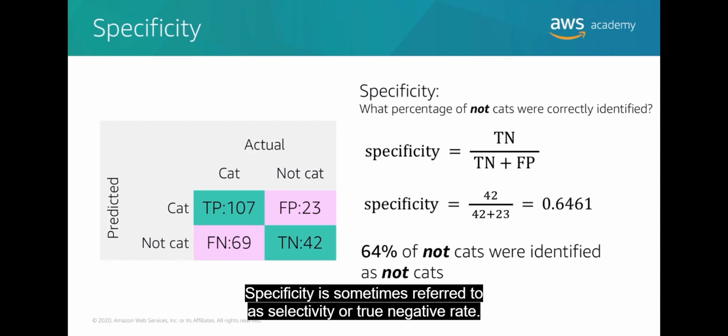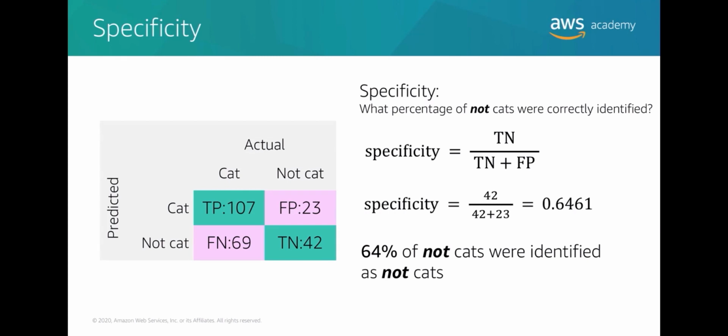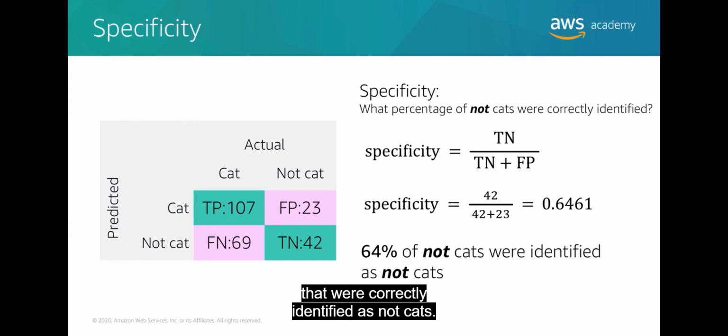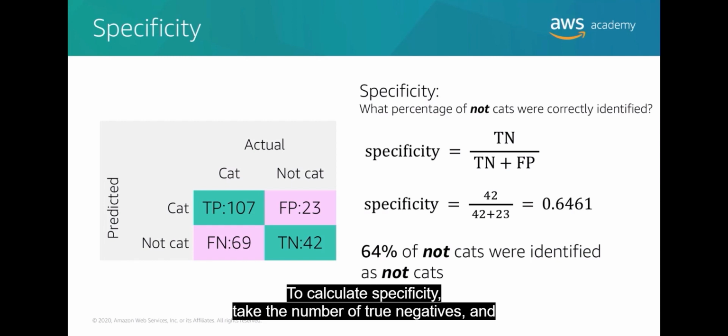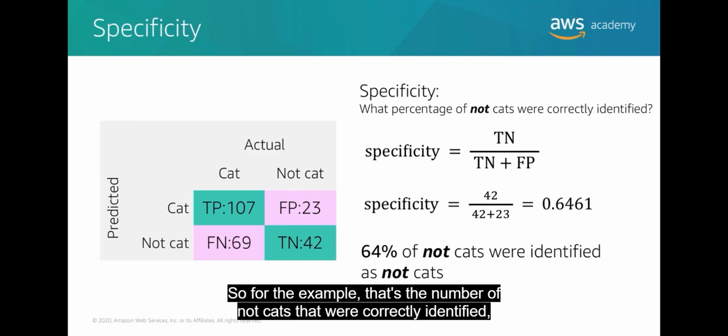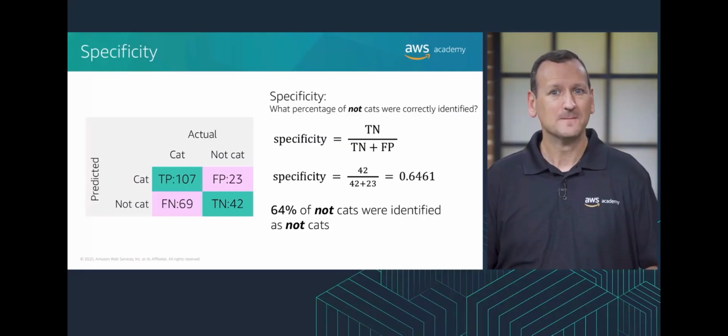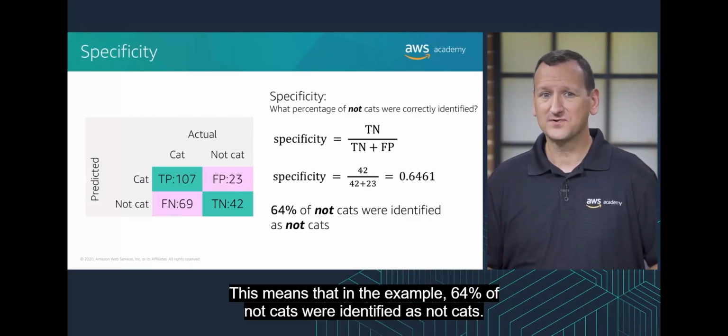Specificity is sometimes referred to as selectivity or true negative rate. Specificity is the percentage of negatives correctly identified. In the cat example, this is the number of images that were not cats that were correctly identified as not cats. To calculate specificity, take the number of true negatives and divide that by the total number of actual negatives. So for the example, that's the number of not cats that were correctly identified divided by the total number of actual not cats. This means that in the example, 64% of not cats were identified as not cats.